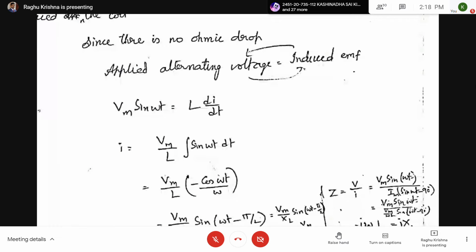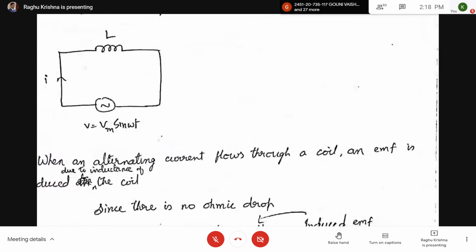According to Faraday's laws of electromagnetic induction, the induced EMF is given by d psi by dt. If you put psi equal to Li, you are going to get V equal to L di by dt. Here, as the applied voltage is alternating, you are going to get alternating current. Due to the alternating current, EMF will be induced in the inductor. That induced EMF is given by L di by dt. The induced EMF is equal to the applied voltage.